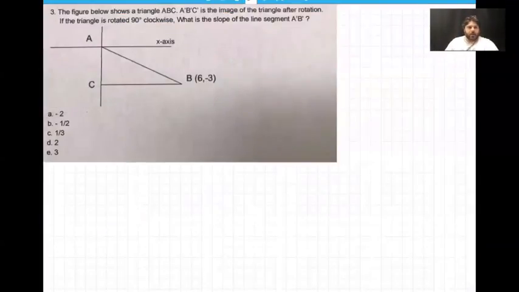All right, the figure below shows a triangle ABC. A prime, B prime, C prime is the image of the triangle after rotation. If the triangle is rotated 90 degrees clockwise, what is the slope of the line segment A prime, B prime?